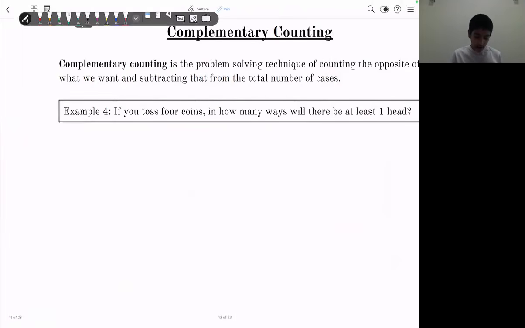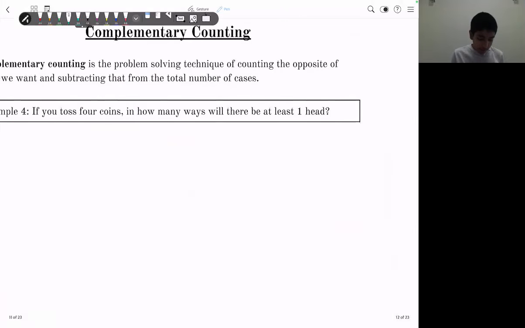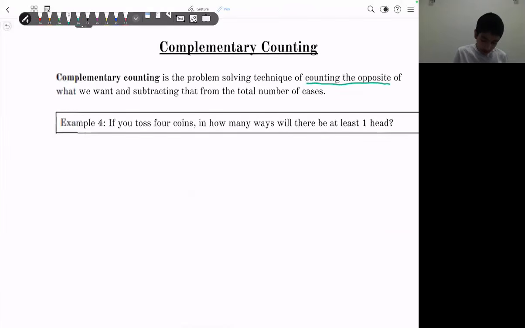So now we're going to look at complementary counting. Complementary counting is a problem-solving technique: counting the opposite of what we want, subtracting that from the total number of cases. So don't worry about the definition here. I'm going to demonstrate this with an example. If you toss 4 coins, how many ways will there be at least 1 head?